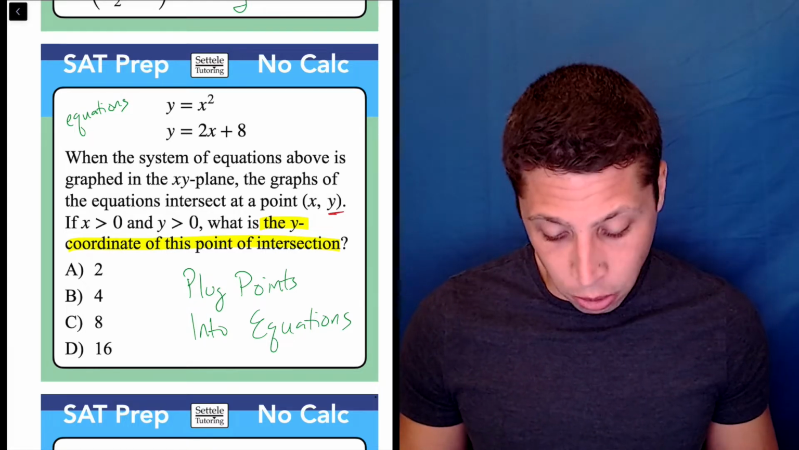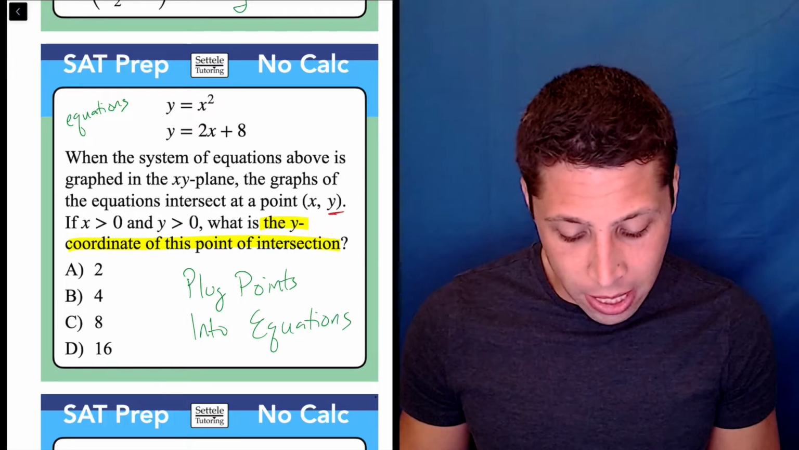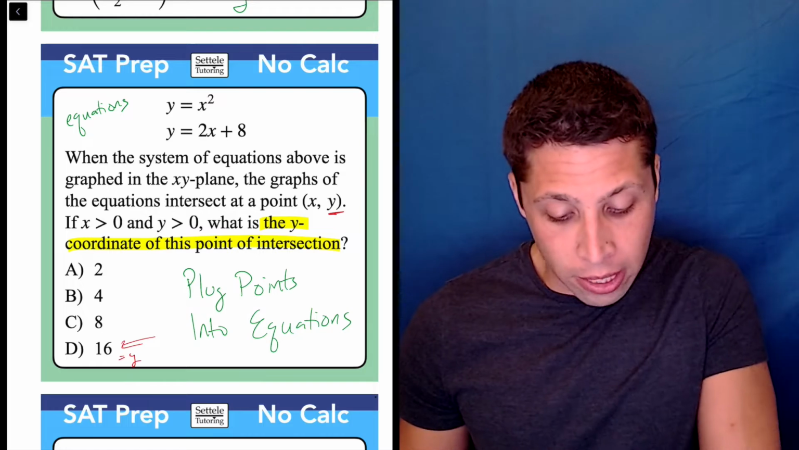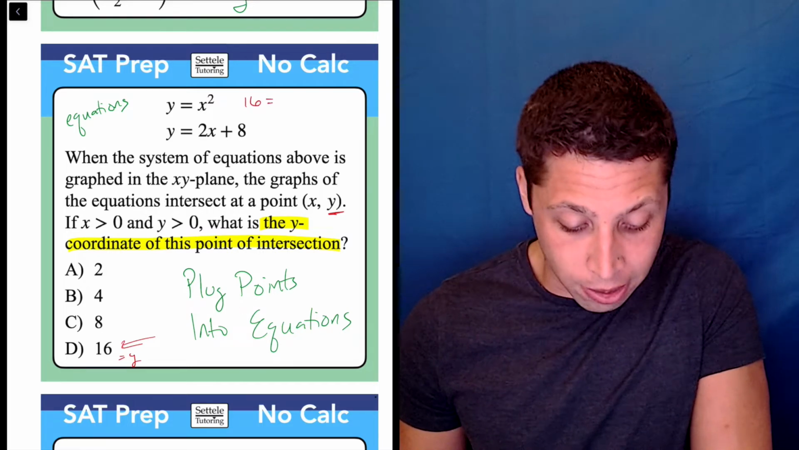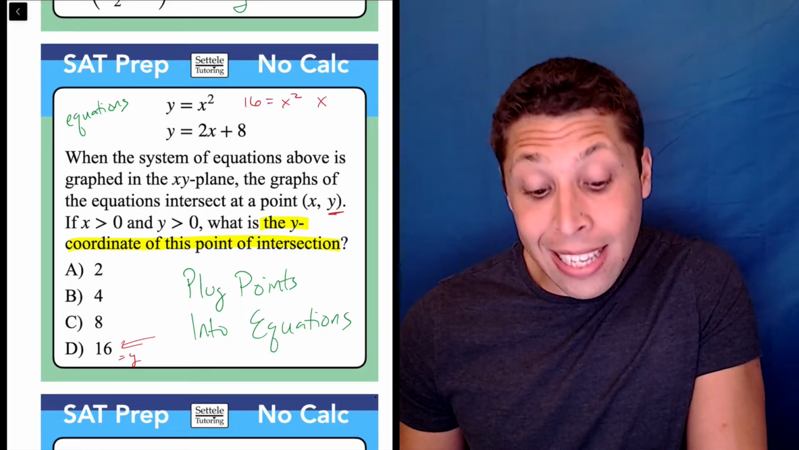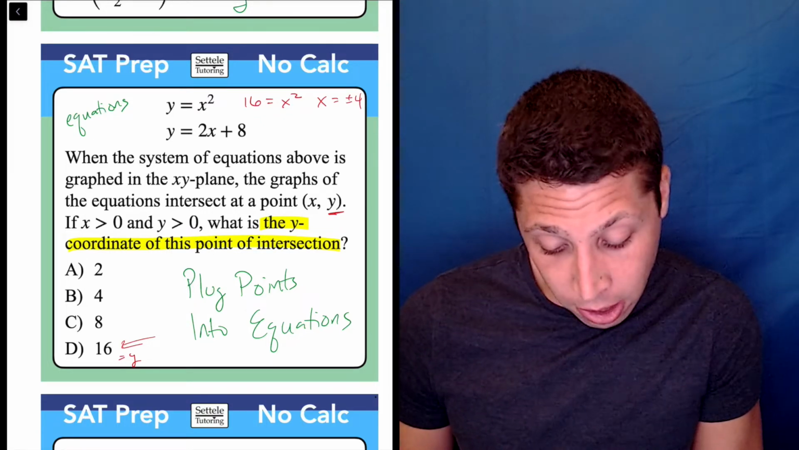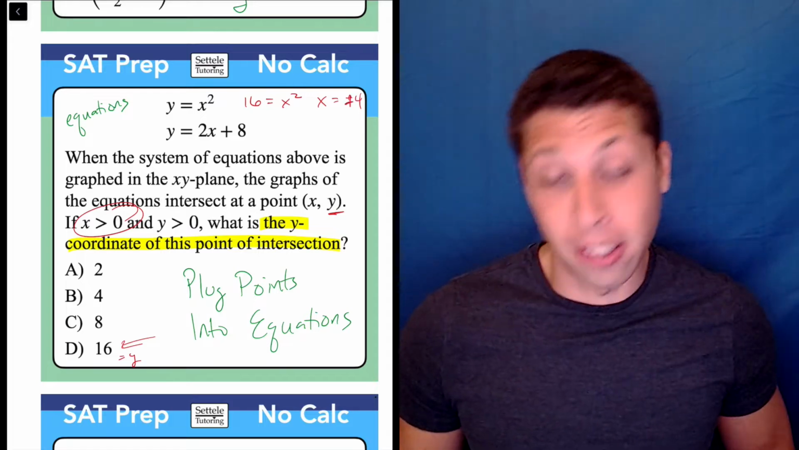So just to show you, if I chose choice D here, that's the coordinate of y. So I would go to the easier equation. 16 is equal to x squared. That means that x is either plus or minus 4. It could be either. Well, actually, no. It can only be plus 4 because of the question.